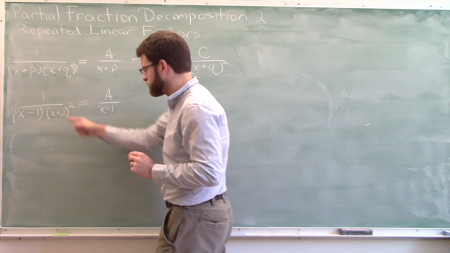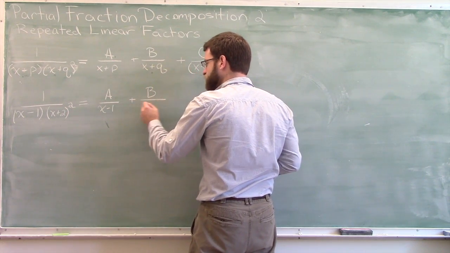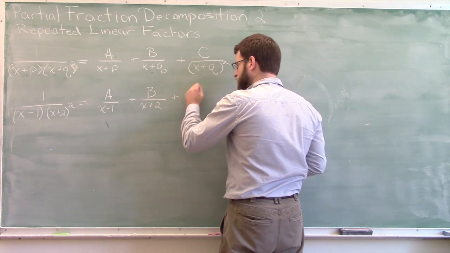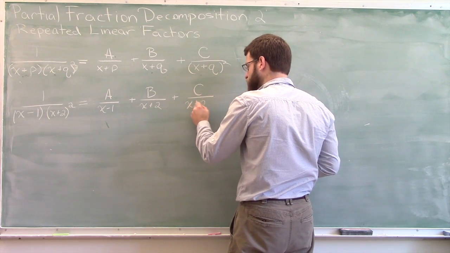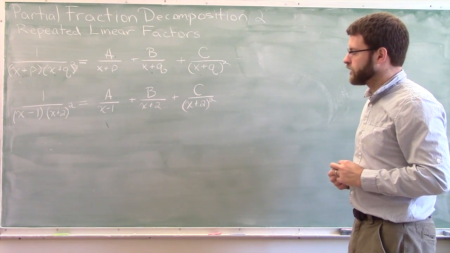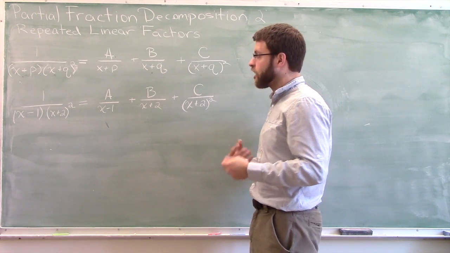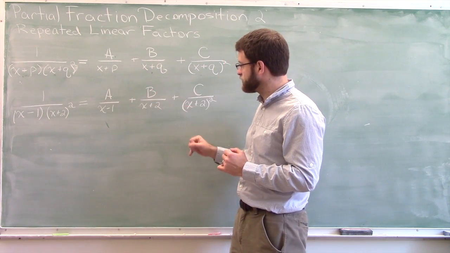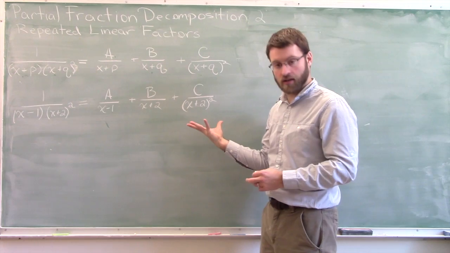And then for the x plus 2 squared, we're going to give ourselves two separate pieces, b over x plus 2, and a second term for the x plus 2, which will be c over x plus 2 quantity squared. Okay, so this is the partial fraction decomposition that we want to propose. Our job now is to figure out the values of a, b, and c that make the left side of this equation equal to the right side of the equation.